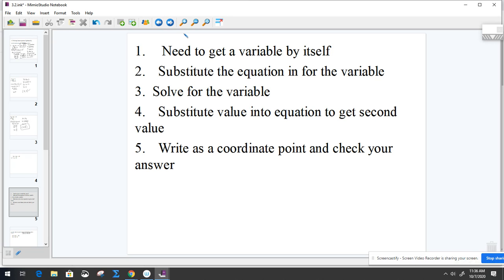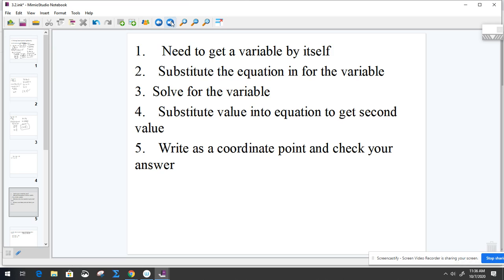So here are the steps to solving this. Okay, we need to get a variable by itself. Most of the time, a variable will already be by itself. We're going to substitute the equation into the other variable. We're going to solve for that variable, and that solving could be distribute, combining like terms, what we did back in chapter 1. Then we're going to substitute that value back into the second equation to get the second value, and then we're going to write it as an ordered pair.